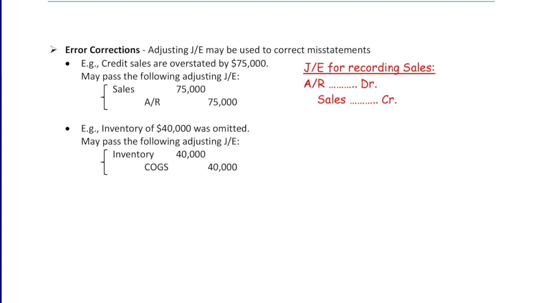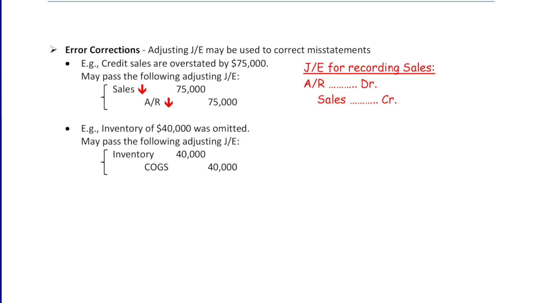So when you debit sales by $75,000, draw an arrow which goes downwards. You reduce sales by $75,000. Similarly, as you credit accounts receivable, you are again reducing it by $75,000. Draw an arrow which goes downward.